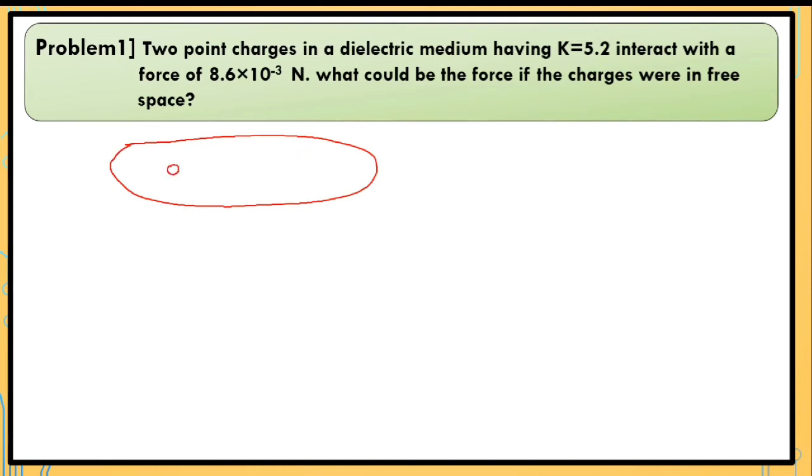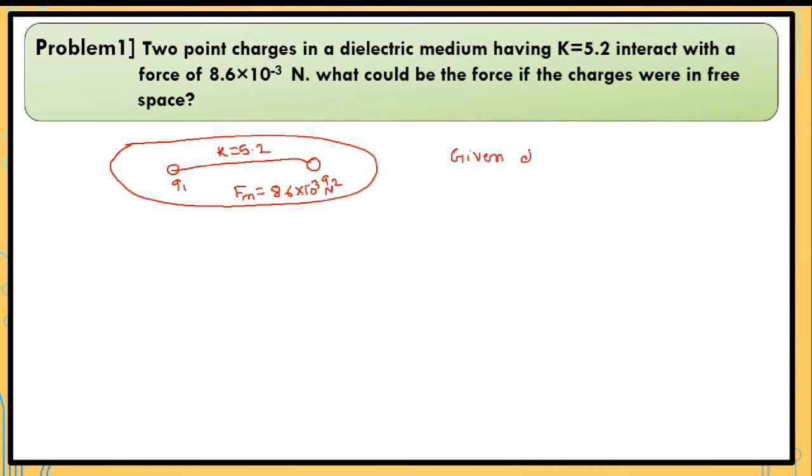Here they have put 2-point charges, Q1 and another charge Q2, in a medium having dielectric constant K equal to 5.2. Directly they have given the force in material medium, that is 8.6 into 10 to the power minus 3 Newton.